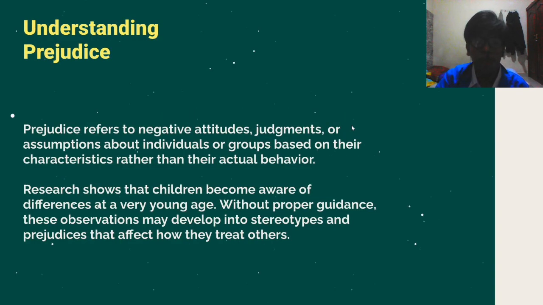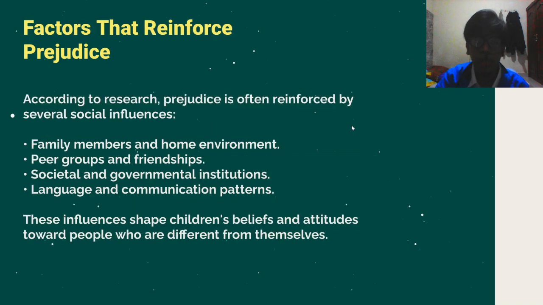Understanding prejudice. Prejudice refers to negative attitudes, judgments, or assumptions about individuals or groups based on their characteristics rather than their actual behavior. Research shows that children become aware of differences at a very young age. Without proper guidance, these observations may develop into stereotypes and prejudice that affect how they treat others.